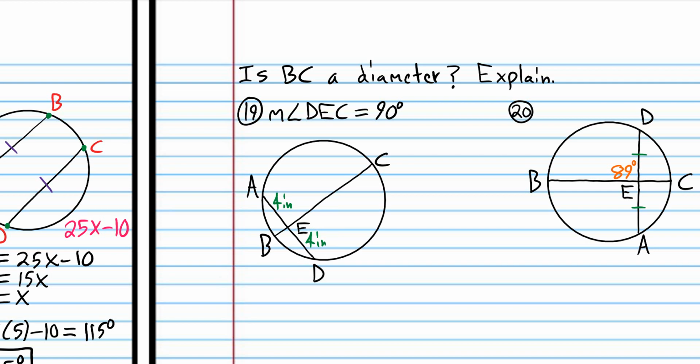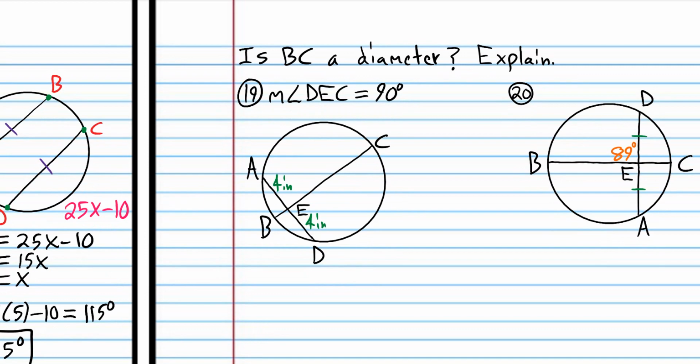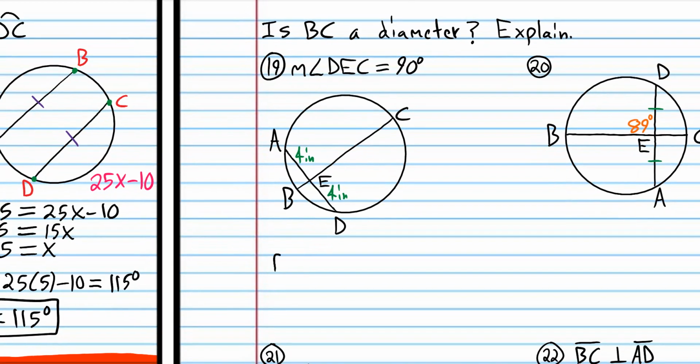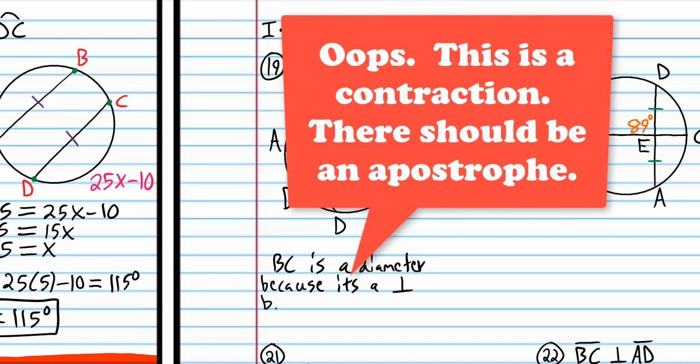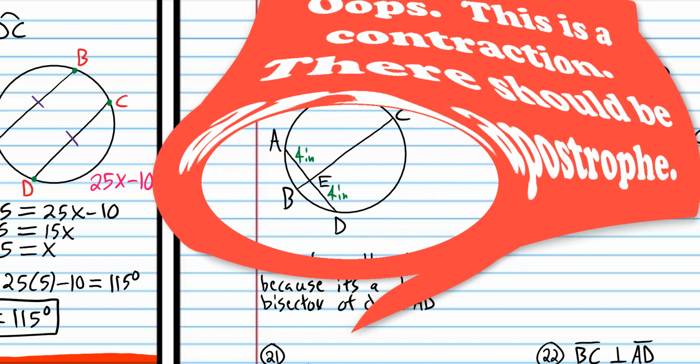So that theorem that we just went over said that if any chord is a perpendicular bisector of another chord, then that chord BC is a diameter. So we can say BC is a diameter because it's a perpendicular bisector of chord AD.